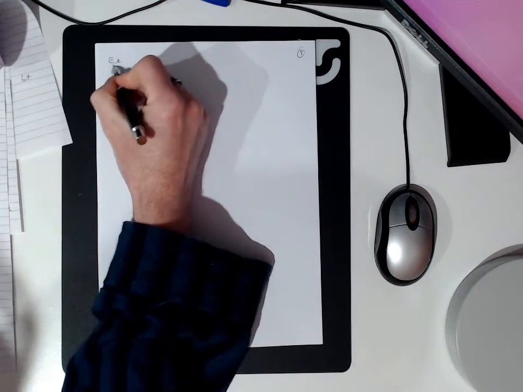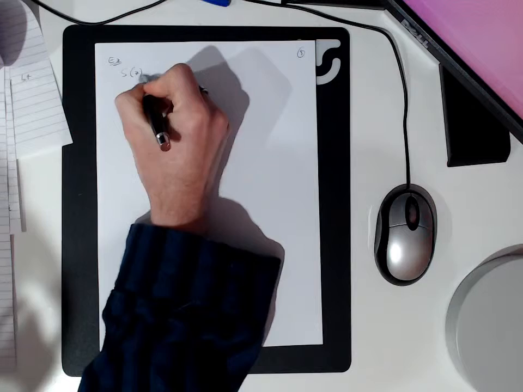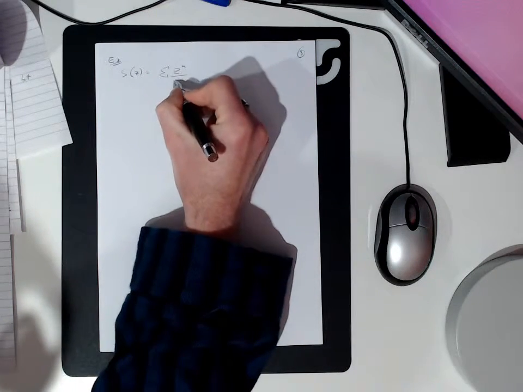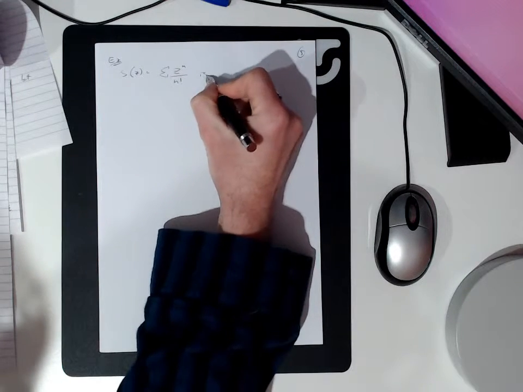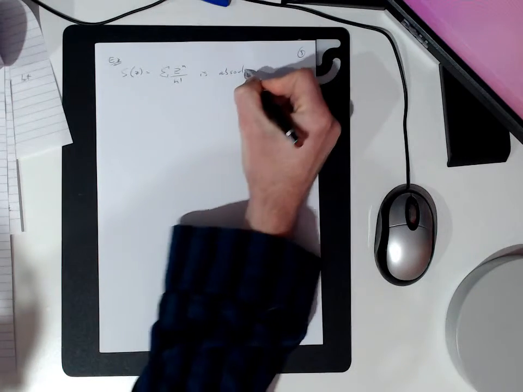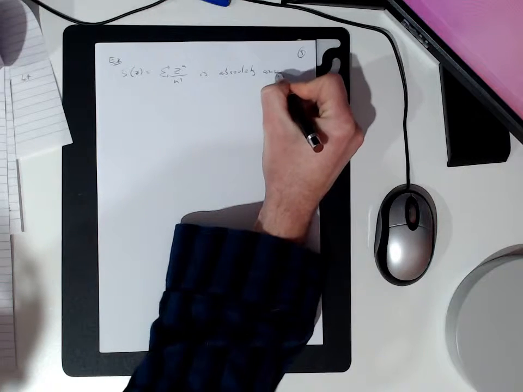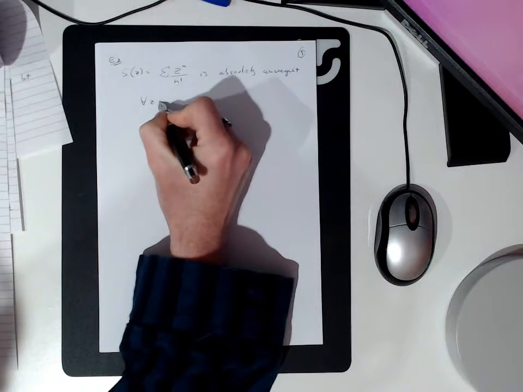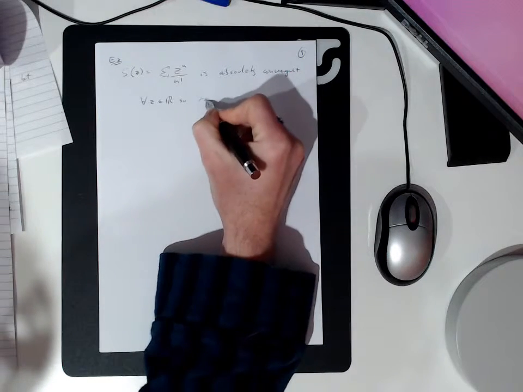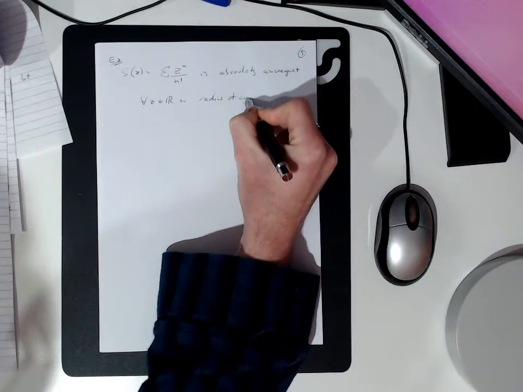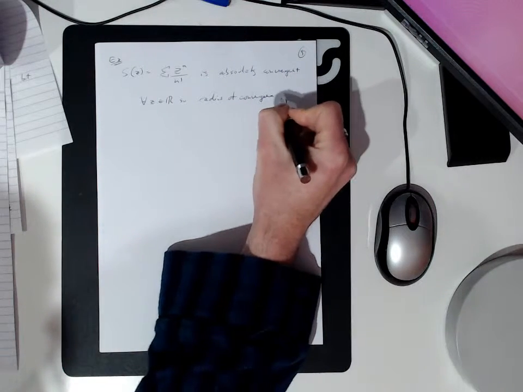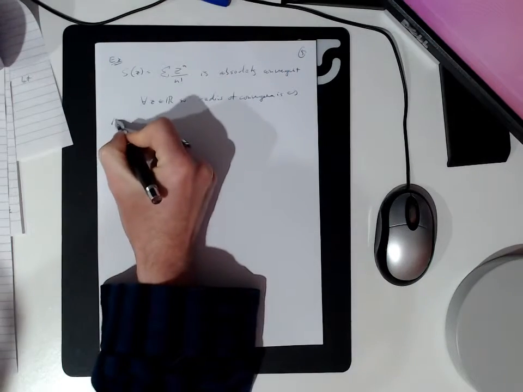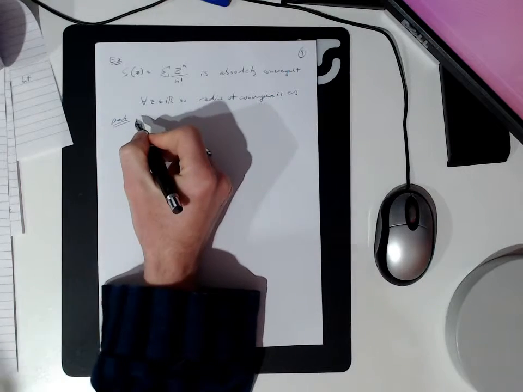Do another example, one that will be important soon. The power series, the infinite sum of z^n over n factorial, is absolutely convergent for all z inside R. So the radius of convergence is infinity. Proof. We're going to do this one in detail.